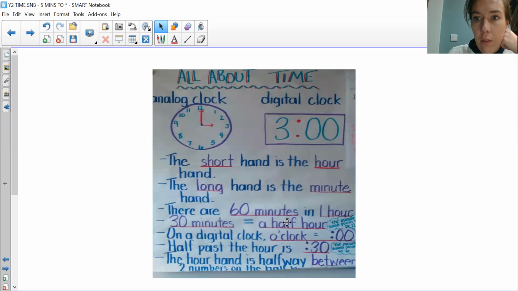Right, just a quick recap to start off with. So all about time, we've got the analog clock here, and obviously you've got your digital clock, a bit like what we use on our iPhones and computers. The short hand is the hour hand, and the long hand is the minute hand. There are 60 minutes in 1 hour, and there are 30 minutes in half an hour. On a digital clock, we write o'clock as 00, and half past the hour is 30. So that is halfway around the clock face like we did the other day.